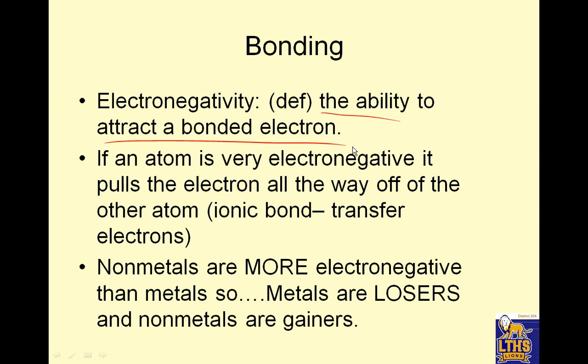If an atom is very electronegative, it's going to pull the electrons all the way off of another atom. So far we talked about sharing, but now we're talking about not sharing, but actually transferring electrons. So which atoms are going to transfer? The non-metals are more electronegative than the metals are, so the metals are going to lose their electrons to the non-metals. So where are they transferred? From metal to non-metal. The electronegative non-metals gain electrons from the metals.